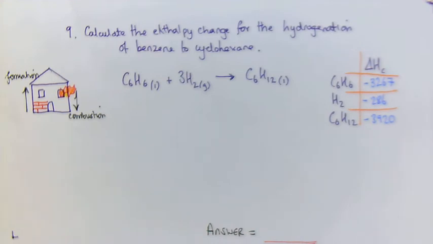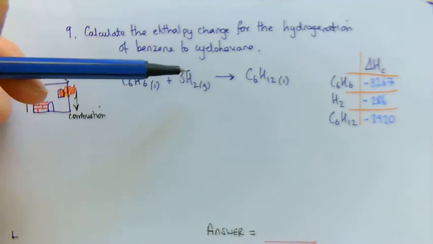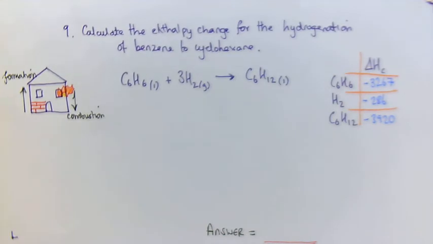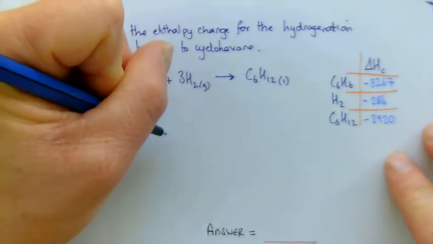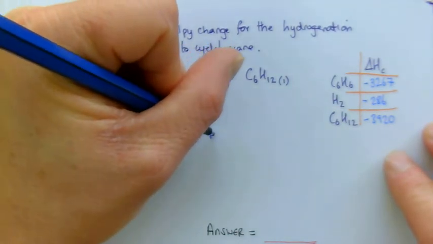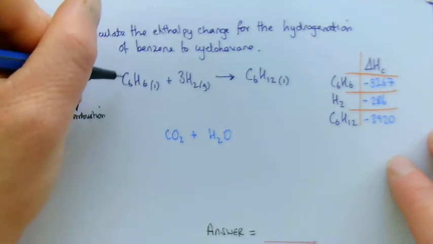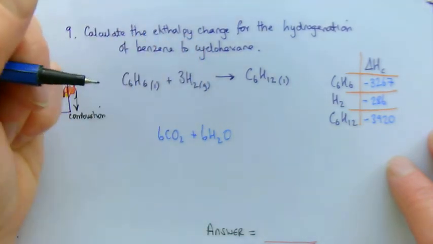It says calculate the enthalpy change for the hydrogenation of benzene to cyclohexane. So we've got benzene, C6H6, plus hydrogen goes to cyclohexane, C6H12. What we're going to do is write the combustion products of this reaction. So the combustion products are carbon dioxide and water, and we are going to just balance that, so 6 carbons there and 6 waters.